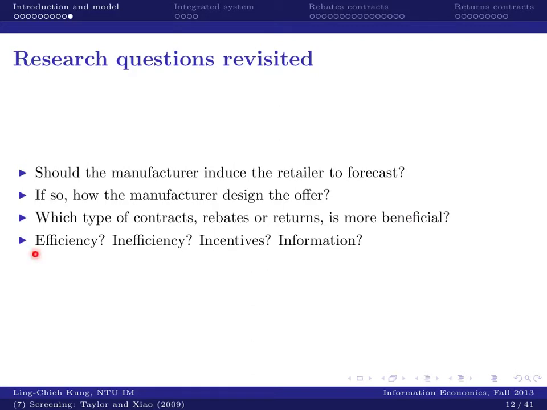With all these questions, what we really want to show you is, again, the efficiency versus inefficiency problem. In particular, we want to see what kind of incentive issues and information issues create, for example, inefficiency, or under what kind of situations we may attain efficiency. Okay, that's our general issue.